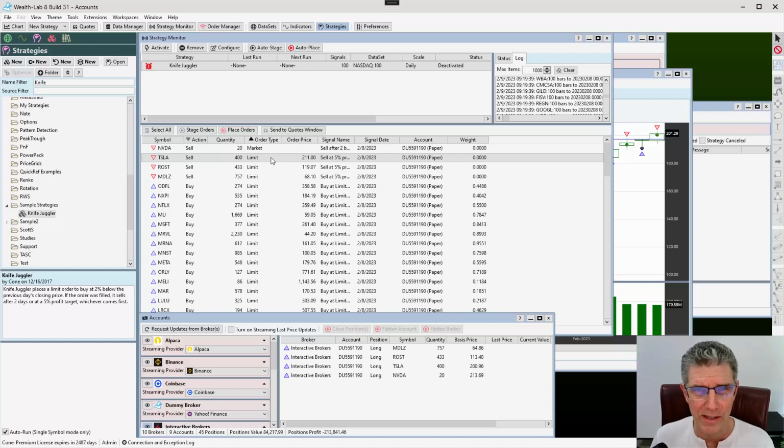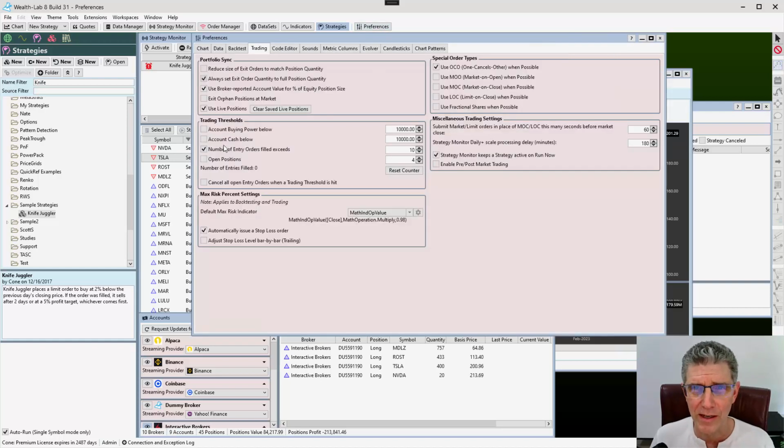Okay, I hope that makes sense. And let's see if there's something else to go over. I wanted to go over the trading thresholds because this dip buyer, as you saw yesterday, hit 40 or 50 times. So if you were trading this, you would need to limit the number of fills, and you can do that with the trading thresholds here.